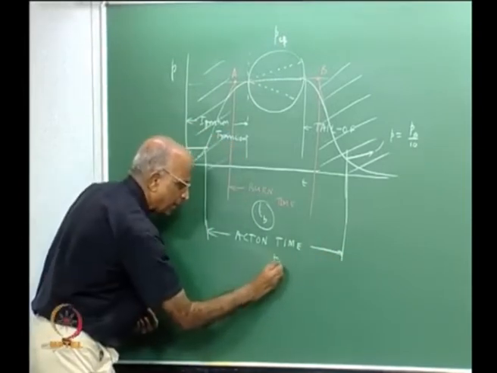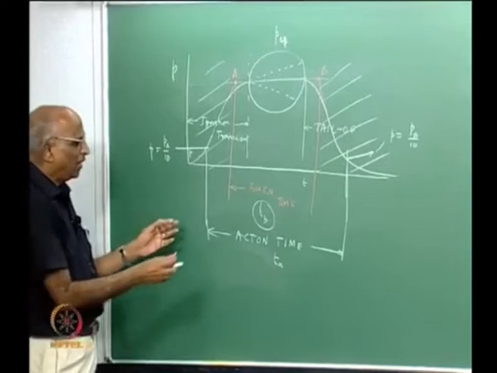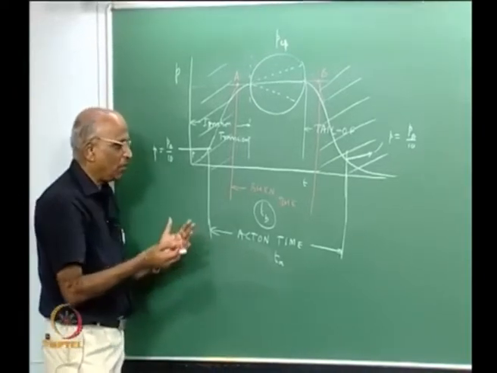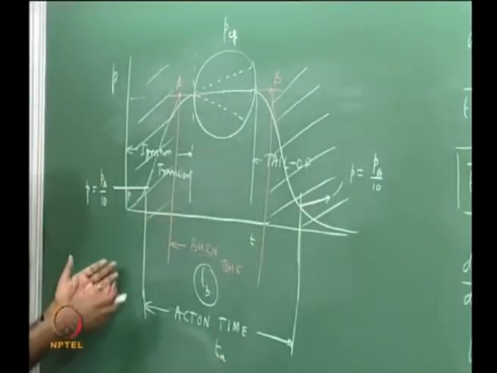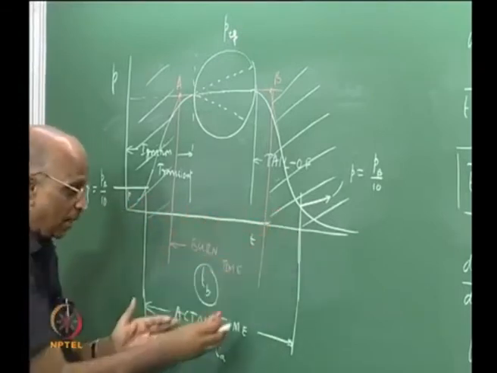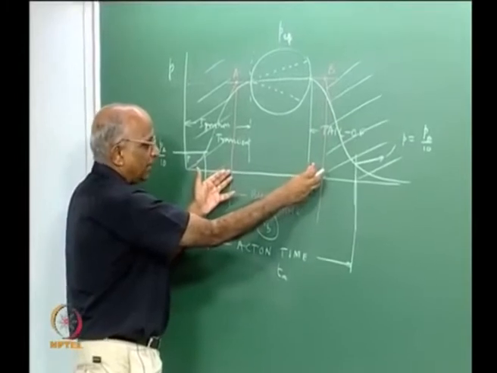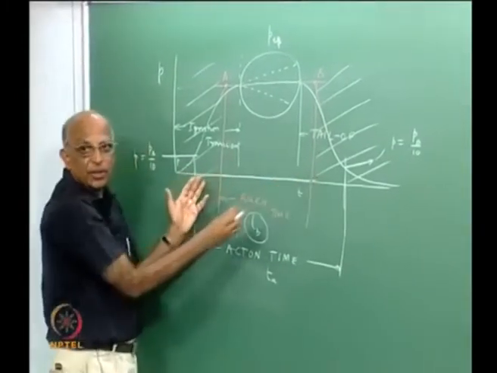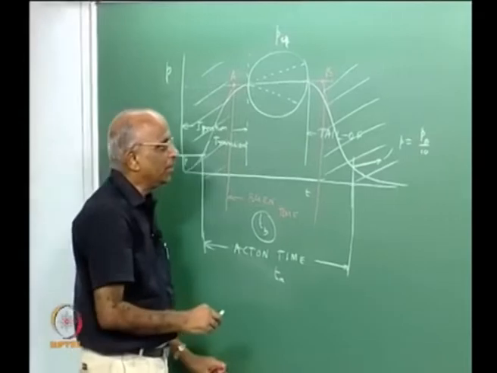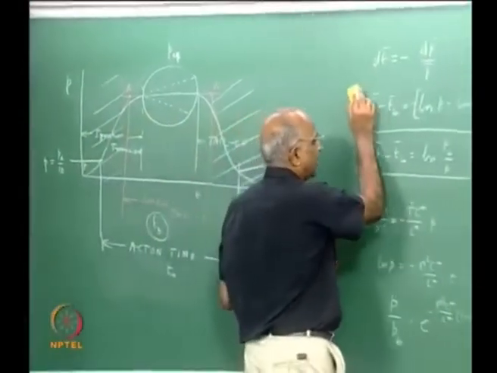denoted by TA. In other words, when I have to plan a mission, like launching a missile, I need this particular time. Whereas to characterize the motor per se in a test, I am interested in the burn time, and always the action time is greater than the burn time.